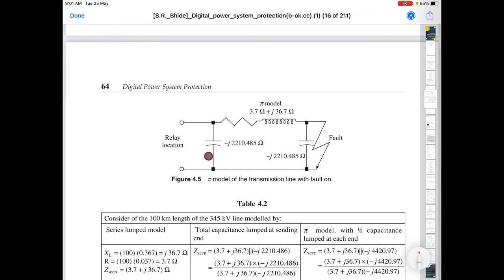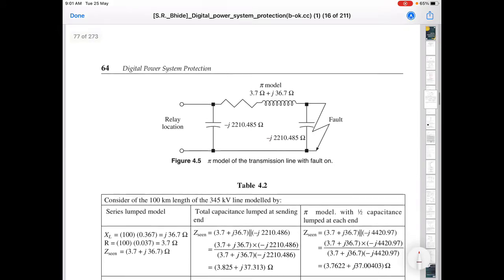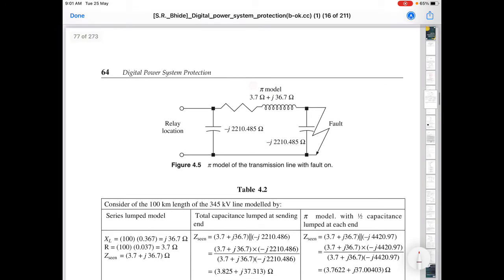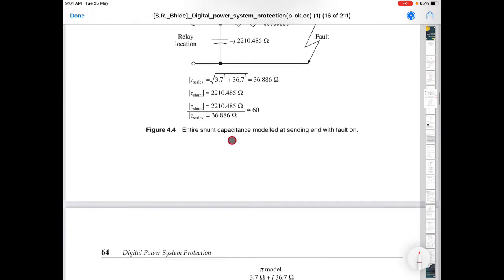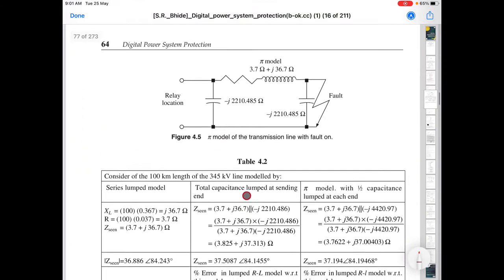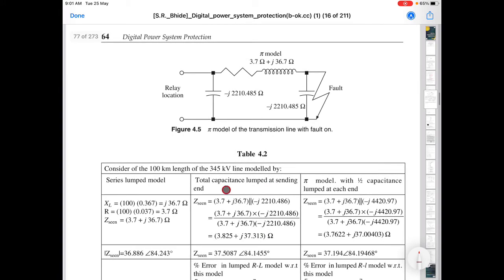And we know that this is a parallel, okay. Capacitance in parallel adds, okay, fine. So this is pi model. Yes, this is a lumped series model, okay. So capacitance lumped at sending end, the earlier one. This is half capacitance lumped at each end, so here and here.